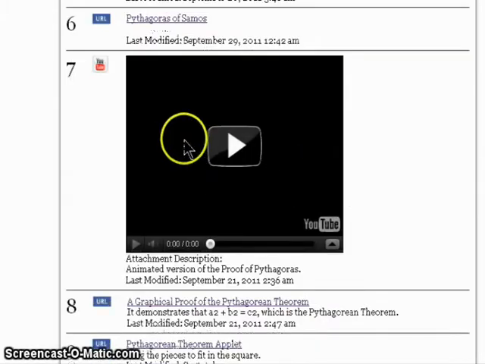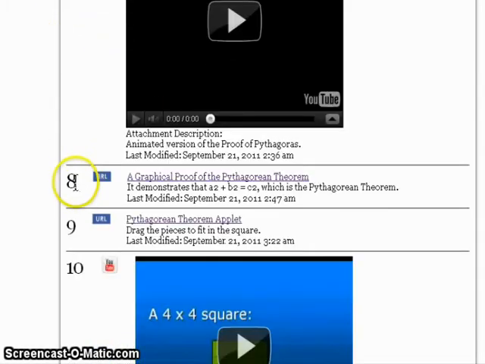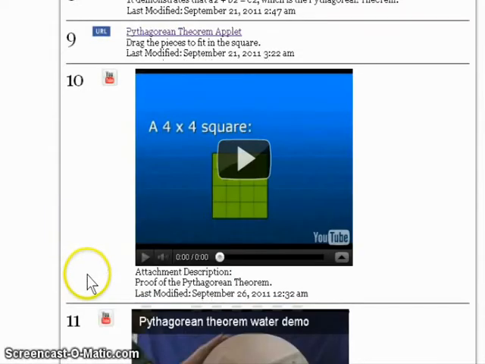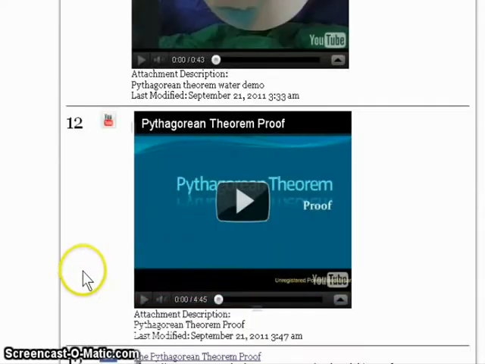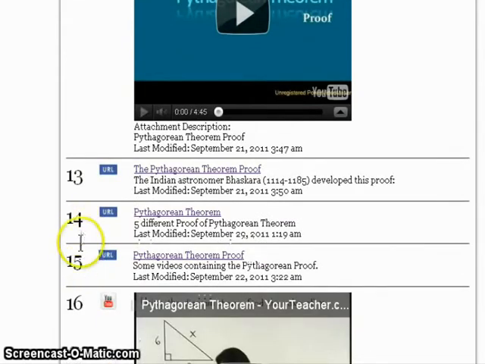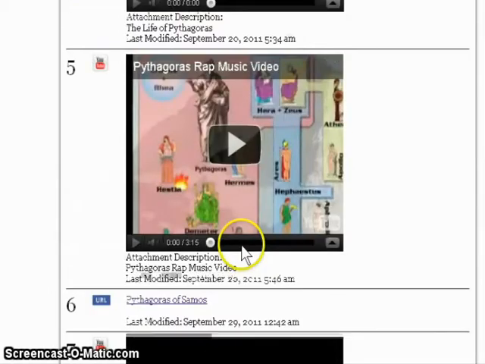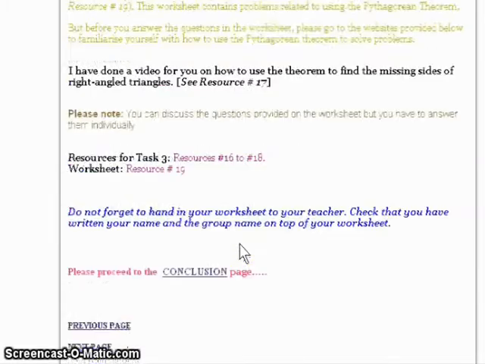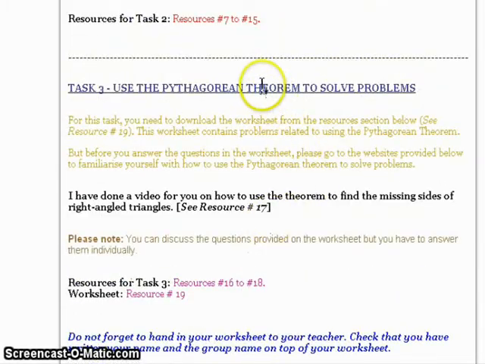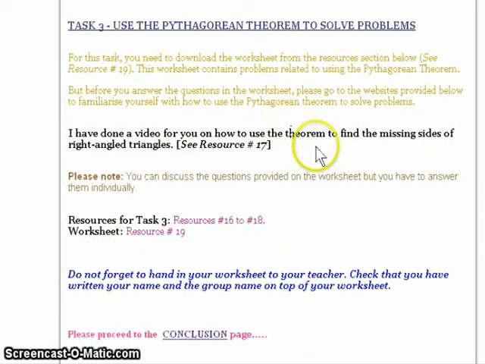The resources for this task are resources number 7 to 15. Resource number 10 is a YouTube video created by me. Let's look at task 3 now. In task 3, they are to use the Pythagorean theorem length to solve right angle triangles.